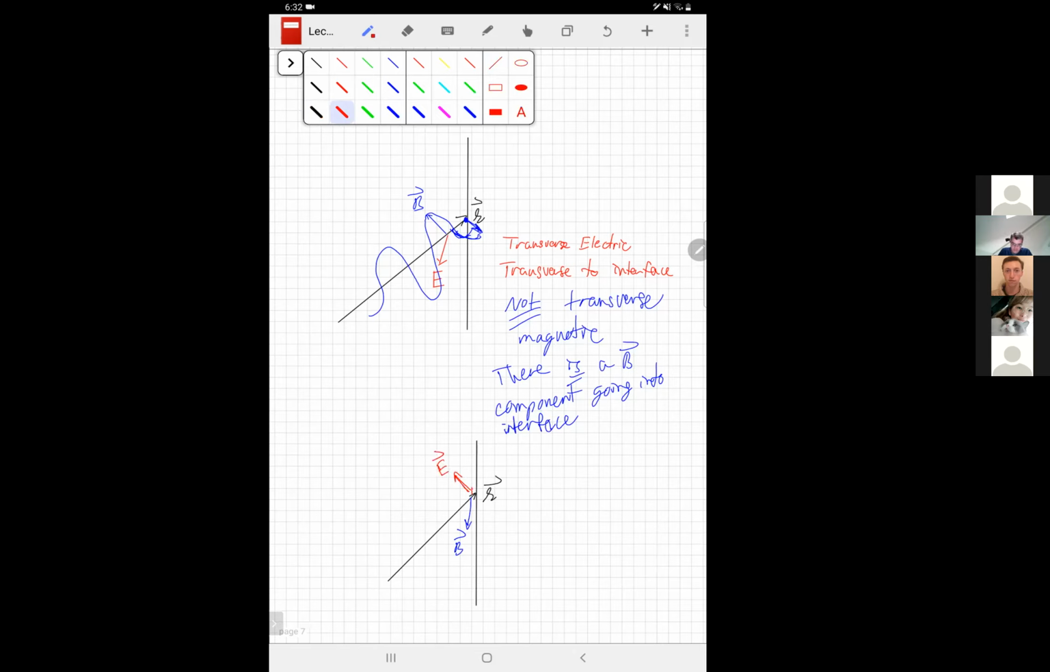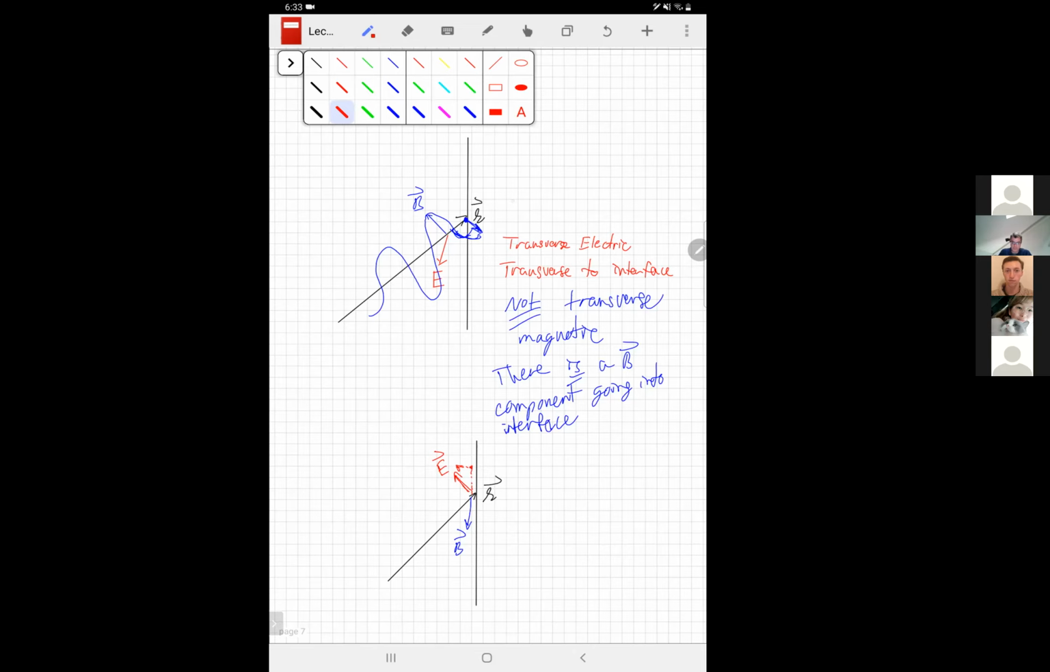Because E, well, it has a vertical component, but it also has an X component. And that X component is, in this particular situation, coming out of the interface rather than going in. Any questions so far? For the first case, there is no E-field component, you said, going into the interface?